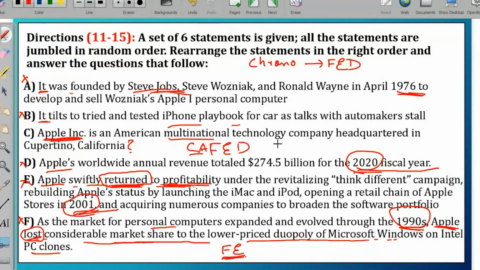तो आपका करेक्ट सीक्वेंस बनेगा सी ए बी एफ ई डी. ऐसा बन जाएगा ये CABFED। कि एप्पल का इंट्रोडक्शन हुआ है, किसने फाउंड आउट किया है वो पता है, एंड देन इट टिल्स टुवर्ड्स व्हाट, tried and tested iPhone playbook for car as stock with automaker stall। उसके बाद आएगा आपका FED। ठीक है जी, got the point? I hope you have got the point. Let's move ahead.